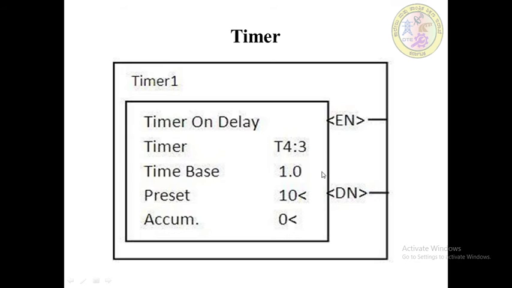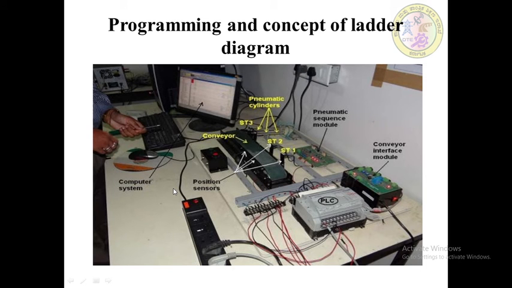And you just see this an example of the programmable concept of a ladder diagram. You just see this, all the important parts, whereas this ladder diagram is considered. This is the computer system, and we need to understand that these are all the pneumatic cylinders, and this is the conveyor.